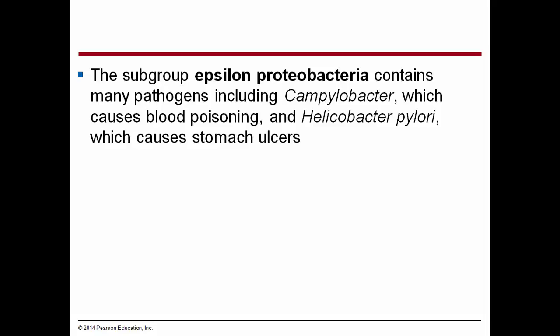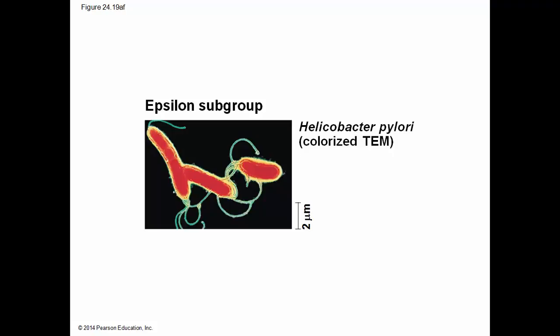The subgroup epsilon proteobacteria contains many pathogens, including Campylobacter, which causes blood poisoning, and Heliobacter pylori, which causes stomach ulcers. Here's Heliobacter pylori. Some of you may be familiar with it. It can be induced by stress-related conditions to cause stomach ulcers.